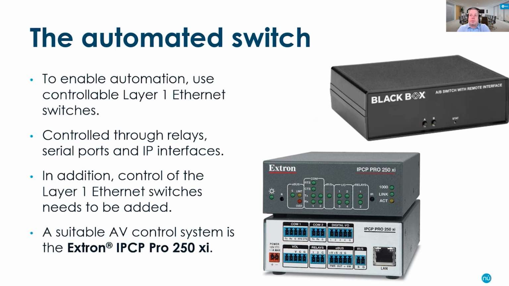Now, to enable automation, you can use different controllable layer 1 Ethernet switches. These can be controlled through relays, serial ports, IP interfaces, a variety of different ways. In addition to this, though, control of the switches needs to be added, and a suitable AV control system that we found is the Extron IPCP Pro 250XI as pictured here. However, this is not the only method. There's a variety of different ways, as I'm sure you're aware.